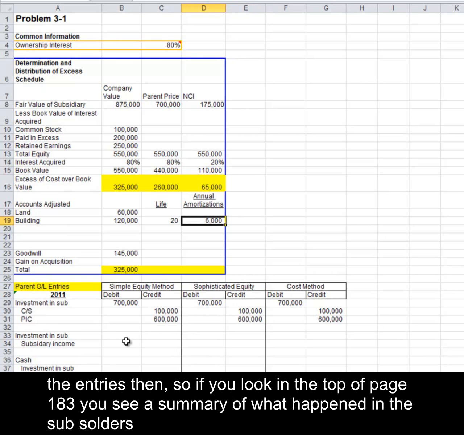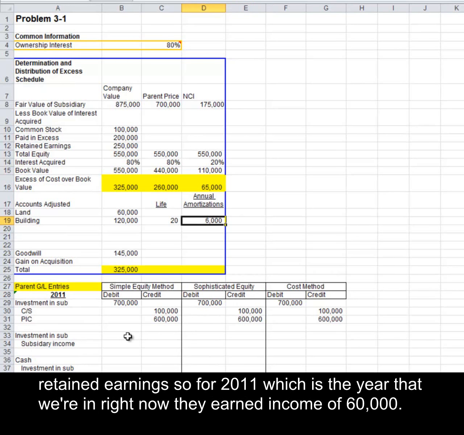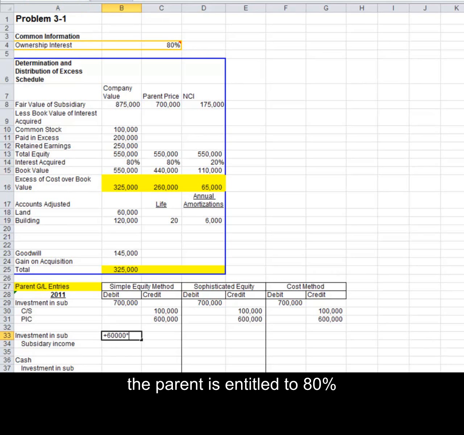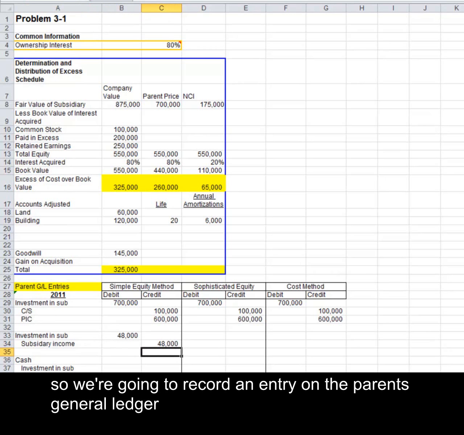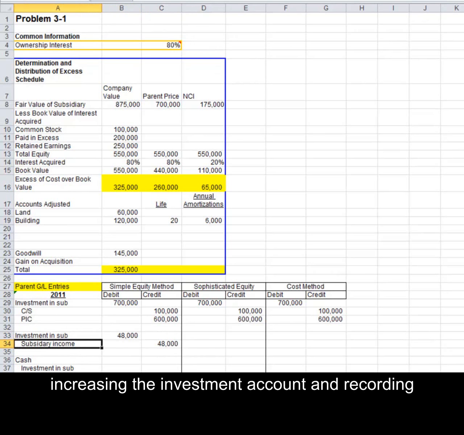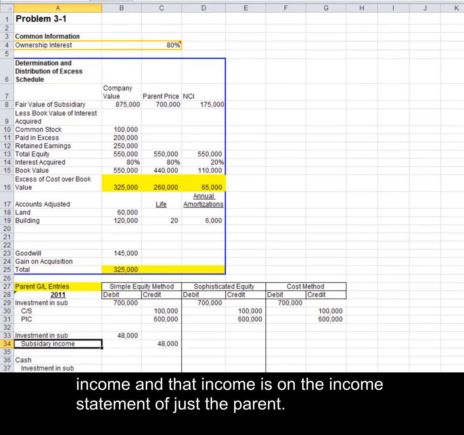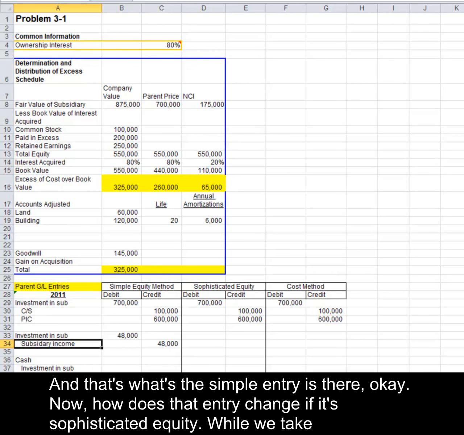So if you look at the top of page 183, you see a summary of what happened in the sub Sauder's retained earnings. So for 2011, which is the year that we're in right now, they earned income of $60,000. Well, of that $60,000, the parent is entitled to 80%. So we're going to record an entry on the parent's general ledger, increasing the investment account and recording income, and that income is on the income statement of just the parent. And that's the simple entry there.